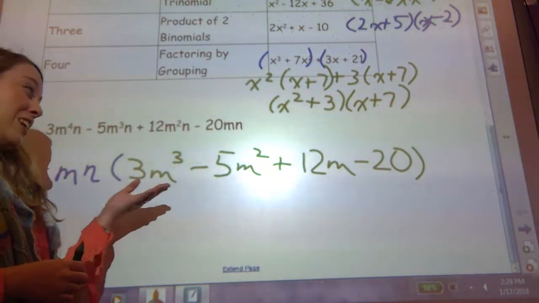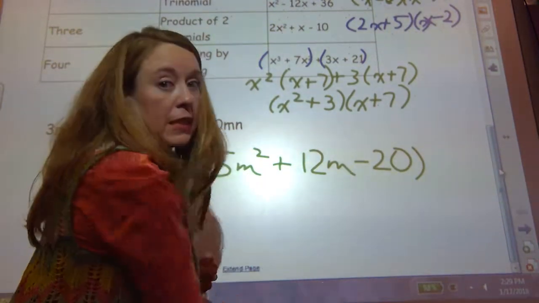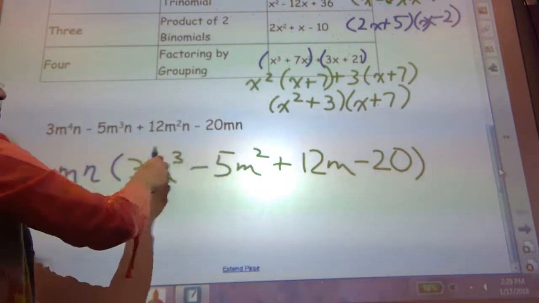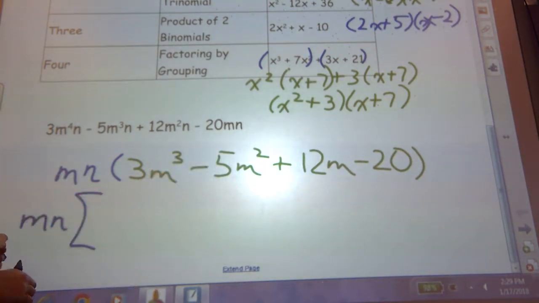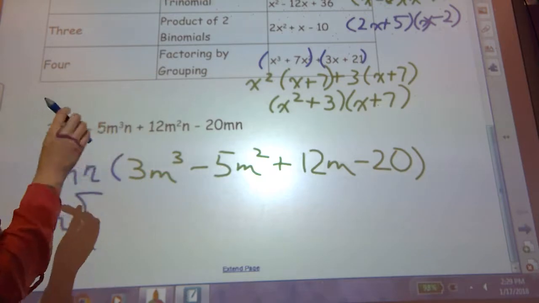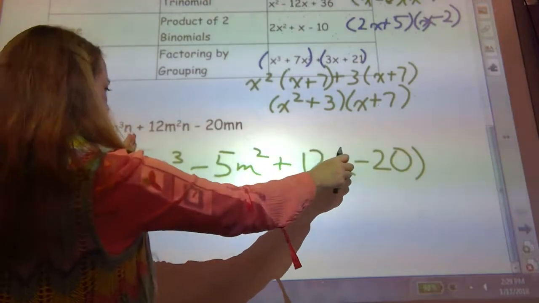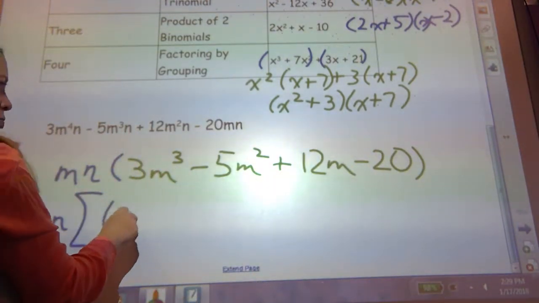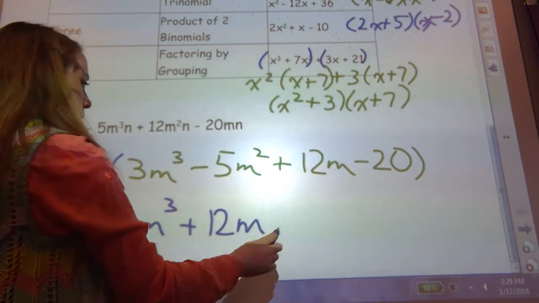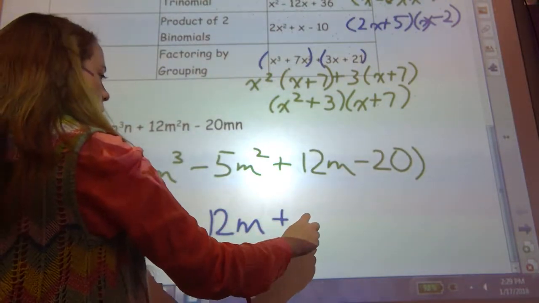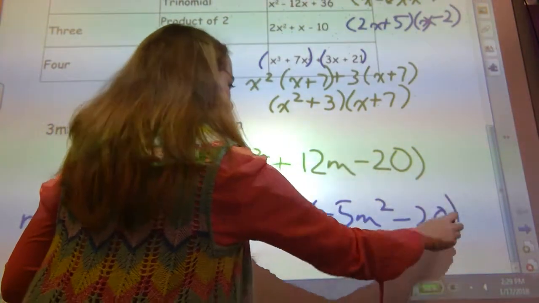Now, because I've got 4 terms, I'm going to try to do my factoring by grouping, like we did in class earlier today. I've still got my mn over here. So now I'm going to have myself a couple of different degrees of grouping. I think I'm going to try putting my 3m cubed and my 12m together, since we have some stuff in common there. And then over here, I'm going to have my negative 5m squared minus 20 together.